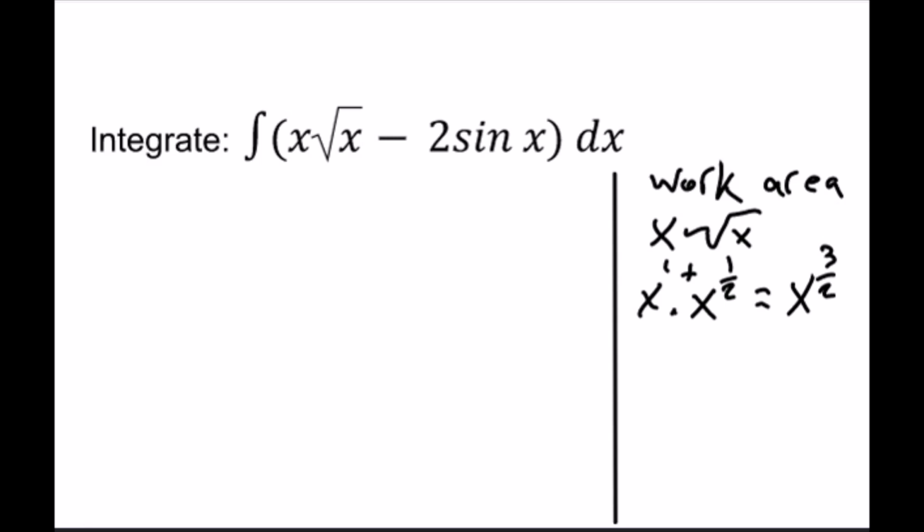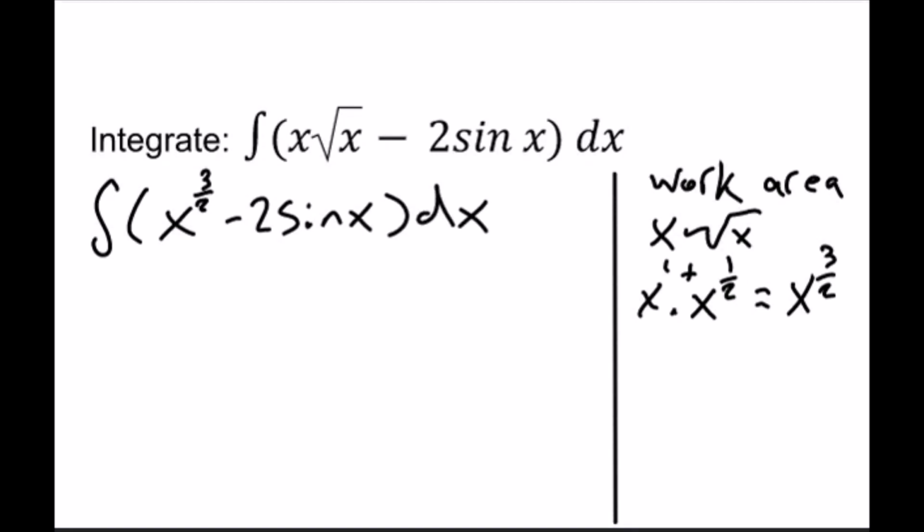Now we will rewrite the question. So you'll get the indefinite integral of x to the power of 3 over 2 minus 2 sine x dx. Now we can start solving. So for the first part, we will use the power rule of integration. So we'll add 1 to the power and we'll divide it by the new power. So we'll get x to the power of 5 over 2 divided by 5 over 2.